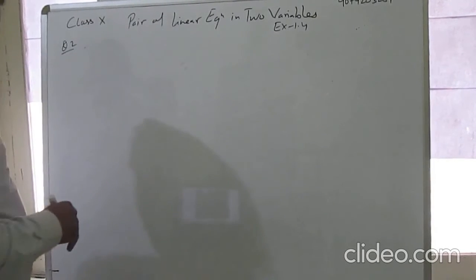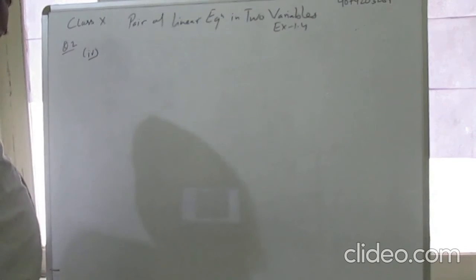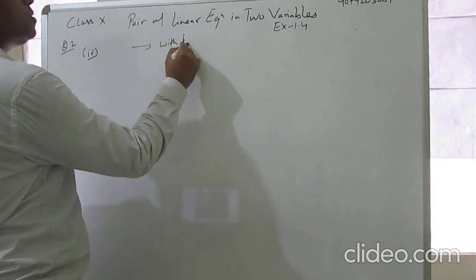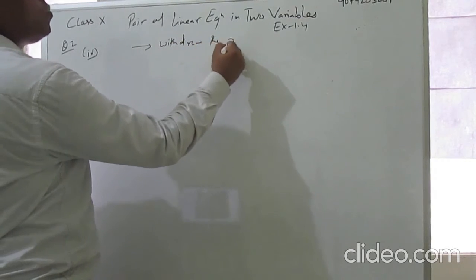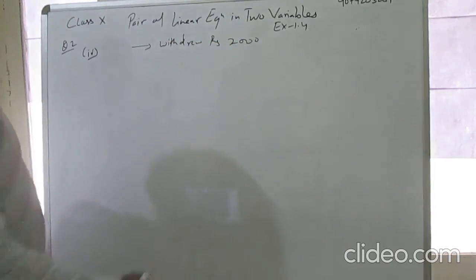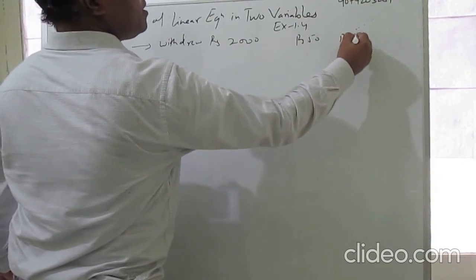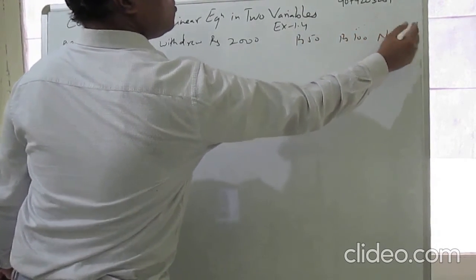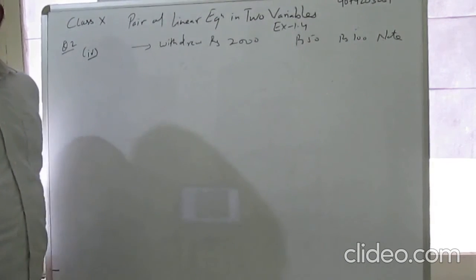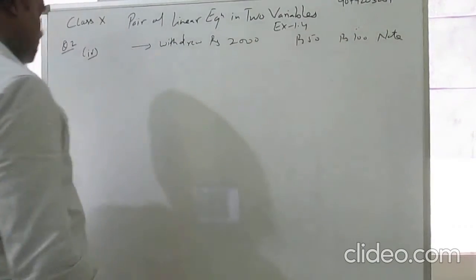Question number 4 part. Meena went to a bank and withdrew rupees 2000. It is given to you. She asked the cashier to give her notes of rupees 50 and rupees 100. उसको क्या चाहिए? 50 and 100 notes. I will tell you. 50 and 100 rupees notes.